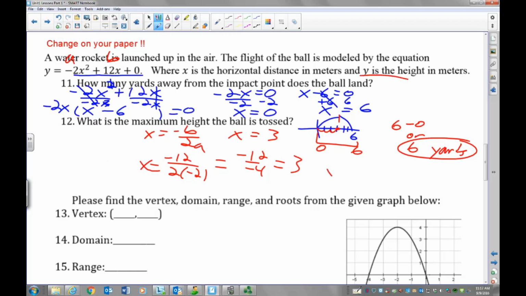So now you got to plug it back into the equation, negative 2x squared plus 12x. Look how I put parentheses in place of the x's. Put a 3 there, put a 3 there. So wow, it went pretty high. So 3 squared is 9. 9 times negative 2 is negative 18. Ooh, not so high. And then 12 times 3 is 36. Good. So 36 minus 18 is just 18. So it went as high as 18 yards. So that's how you do that one.